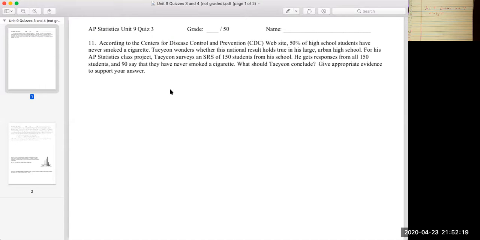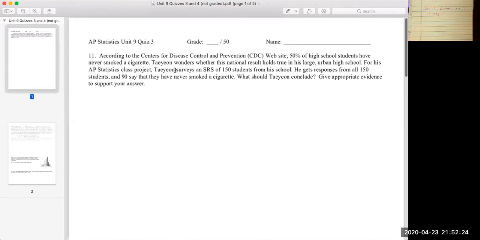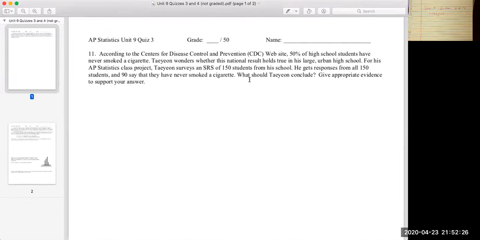Sharing screen. Here we go. Quiz 3. Coordinates Centers for Disease Control and Prevention website: 50% of high school students have never smoked a cigarette. This is old data. This is before those vaping things. There's still much research that needs to be done. Vaping is one of those things you never know till 10, 20 years down the road. So we're going to have to wait and see what implications that may have.